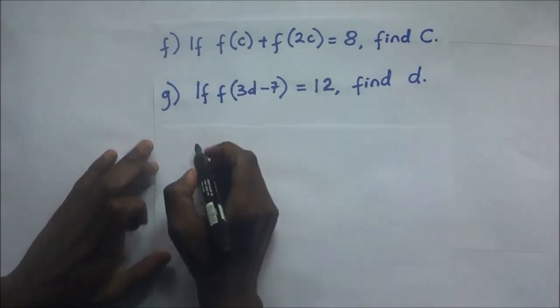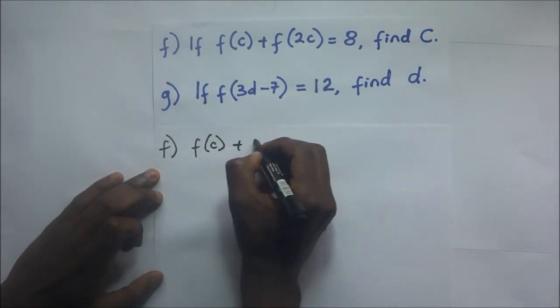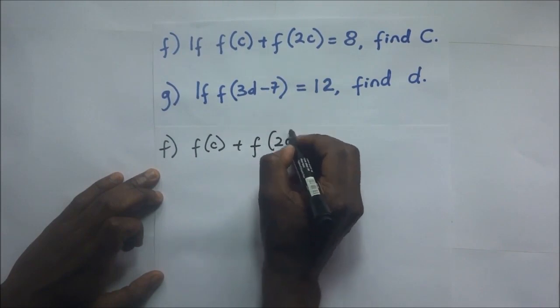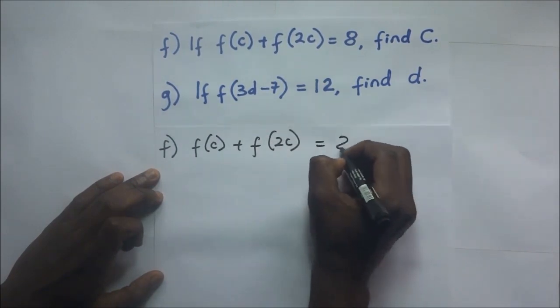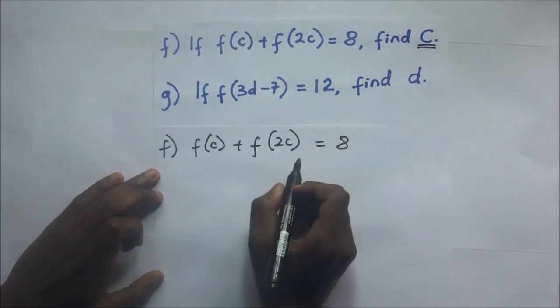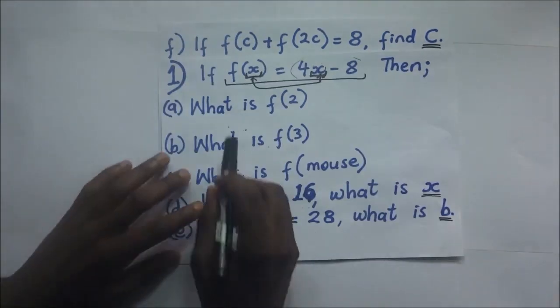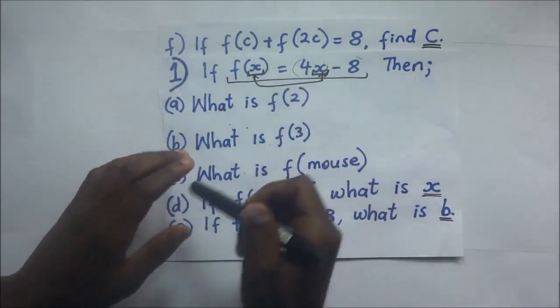Now part F. Part F is telling us that f of c plus the function where the value of x is 2c is equal to 8, find the value of c. So we go ahead and find the value of c now. Of course, the original function is f of x is equal to 4x minus 8.